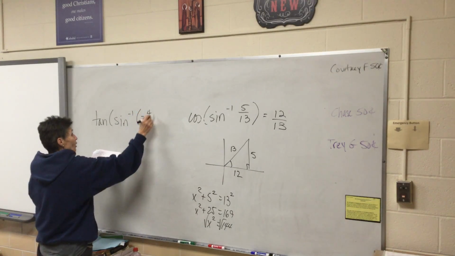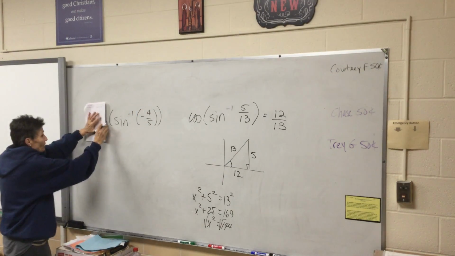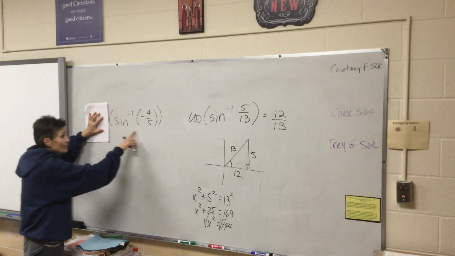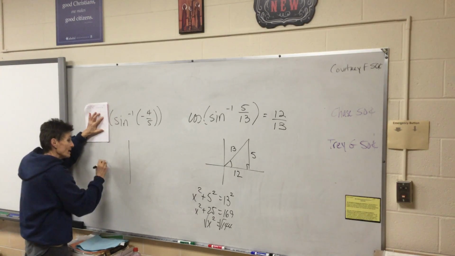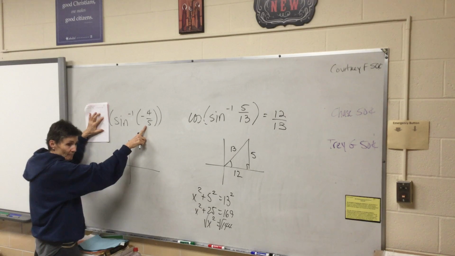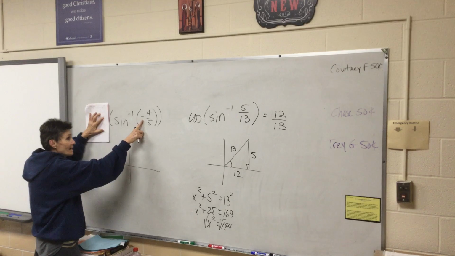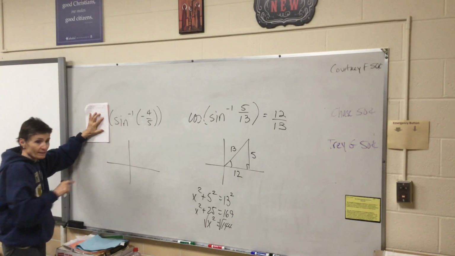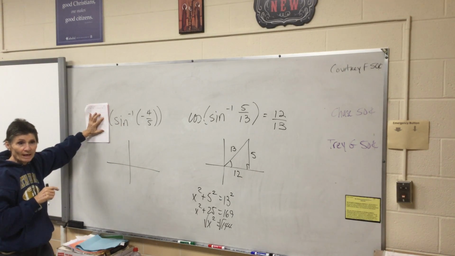Now remember, we're starting inside the parentheses, so we're covering up that for a minute, and we're doing this. Now, whenever you see this, it means you're going to draw an angle. You're going to draw a triangle somewhere. Now, this is negative, so it's not going to be quadrant 1. It's a negative, and it's a sine. So which quadrant will I draw it in?